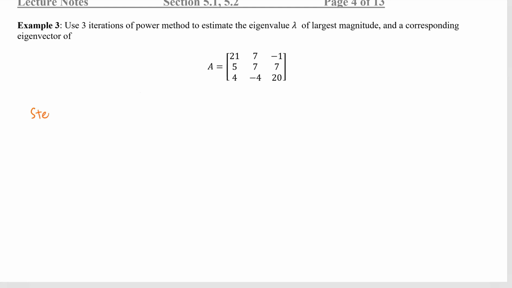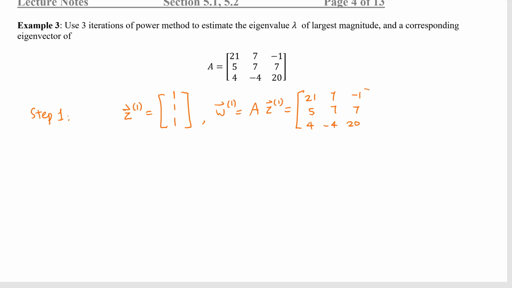So step 1, the estimated eigenvector is 1 1 1. So A is a 3 by 3 matrix. So Z1 is 1 1 1, and W1 equals A times Z1, and equals 21 7 minus 1, 5 7 7, 4 minus 4 20, times 1 1 1.